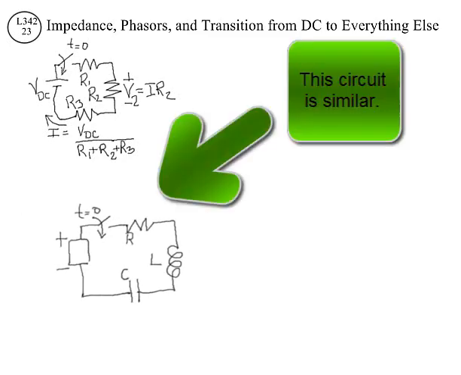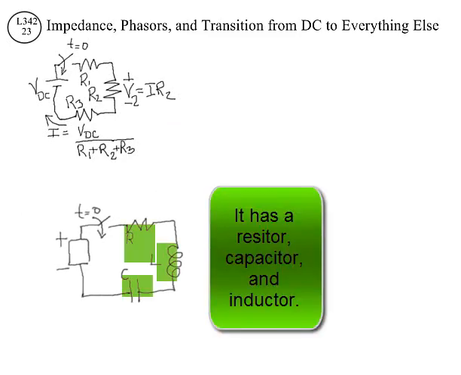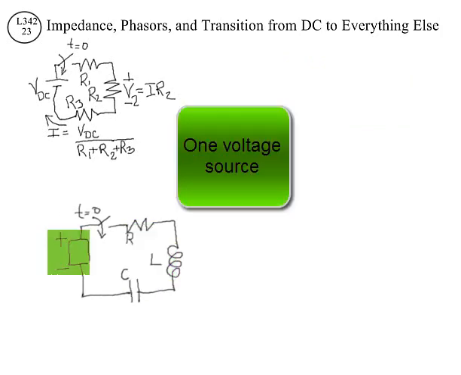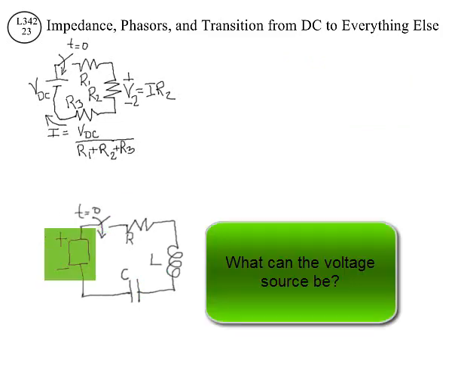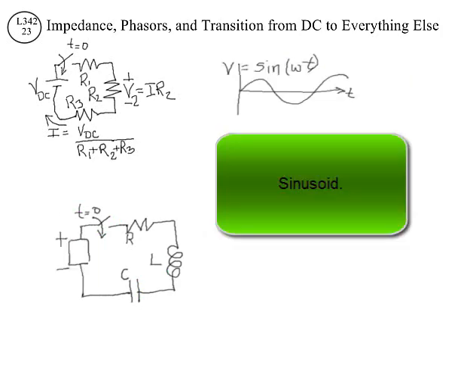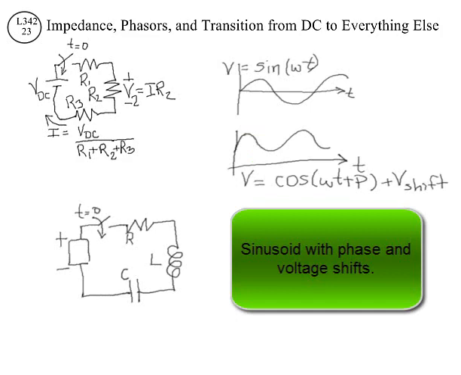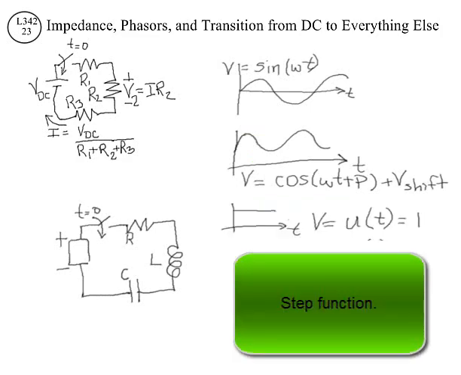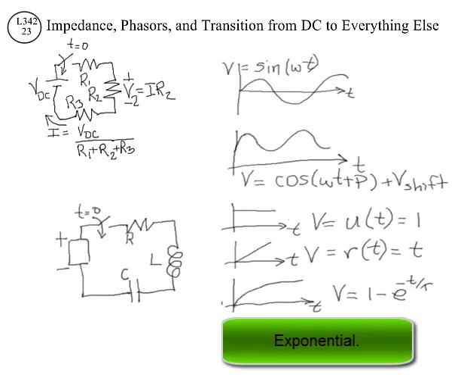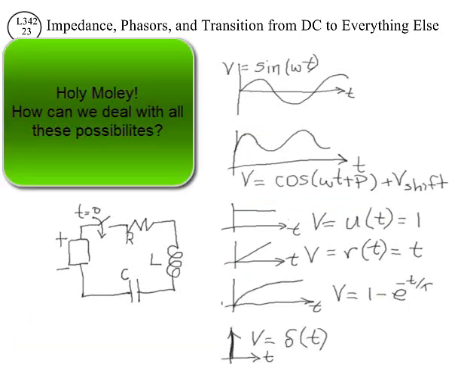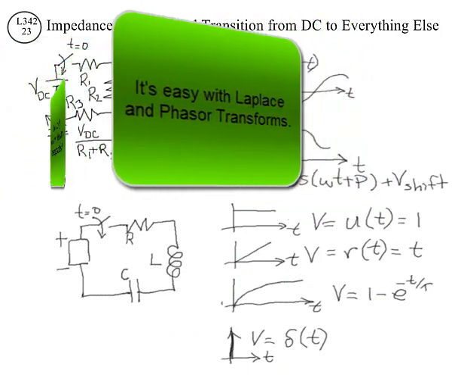This circuit is similar. It has a resistor, capacitor, and inductor, 1 voltage source, and 1 switch that closes at t equals 0. What can the voltage source be? It could be a sinusoid with phase and voltage shifts, step function, ramp, exponential, delta function. Holy moly, how can we deal with all these possibilities?